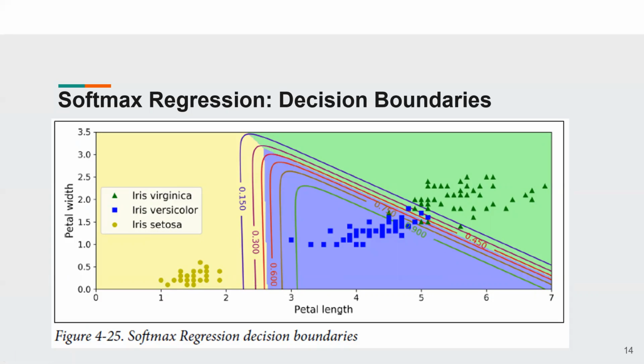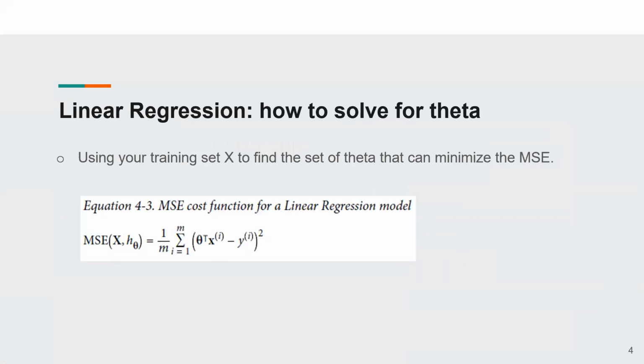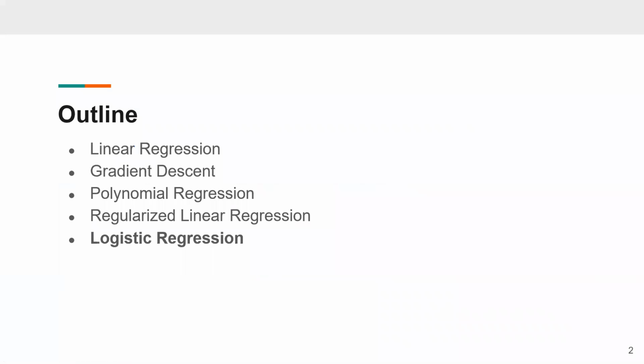Okay, this actually concludes our discussion of regression models in general. If you go back to the first slide, you should be aware that we discussed linear regression, gradient descent method for linear regression, followed by polynomial regression and regularized linear regression. On top of that, we even studied logistic regression. Logistic regression can also be applied to some classification problems.